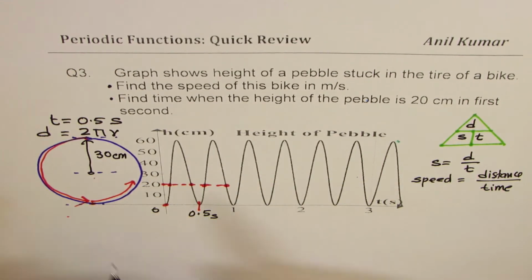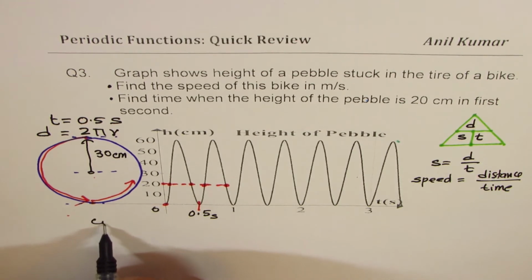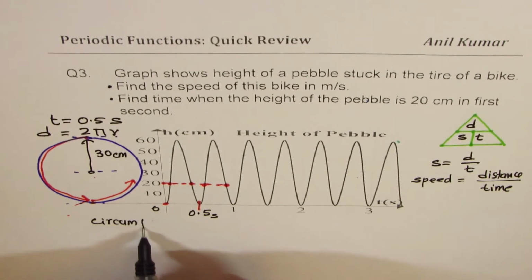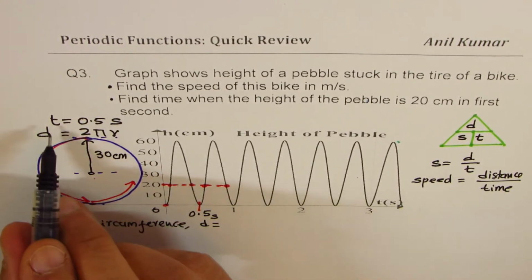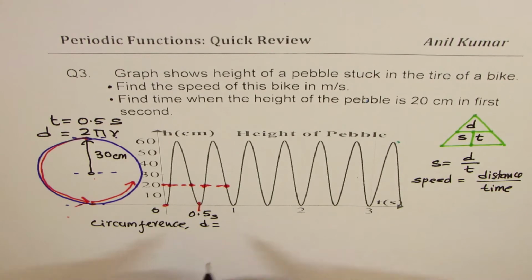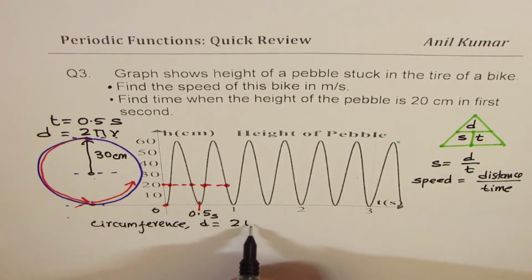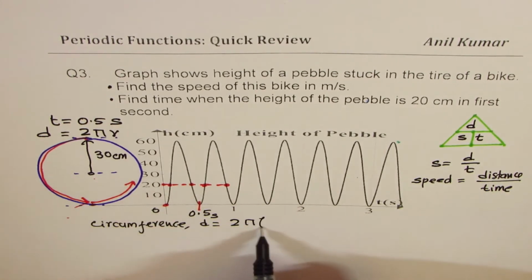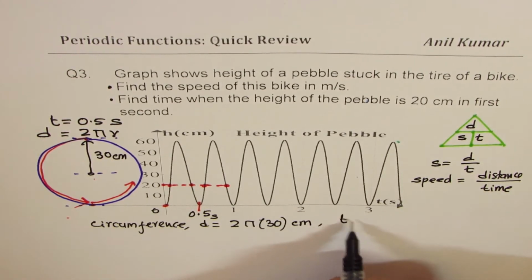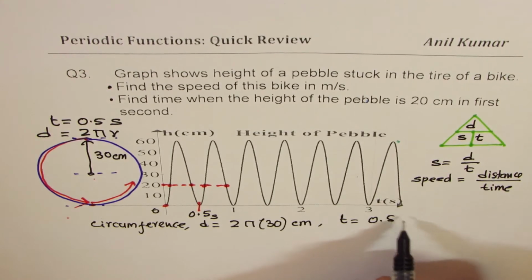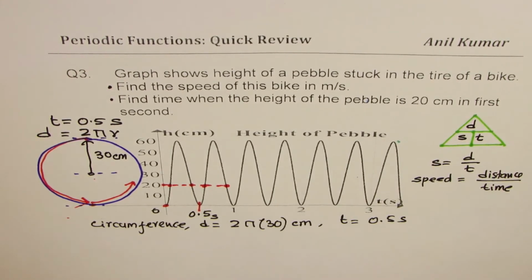Do you get an idea? Is that clear? So again, the circumference is the distance d traveled in time 0.5 seconds, and circumference is 2 pi times the radius 30, with everything in centimeters, and the time taken is 0.5 seconds. So now you get your velocity. Does it make sense to you? I've taken all the space in doing this.